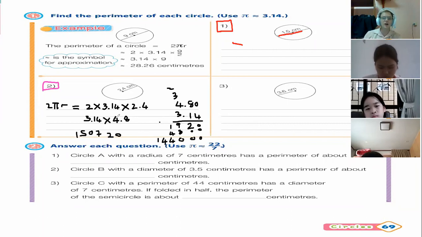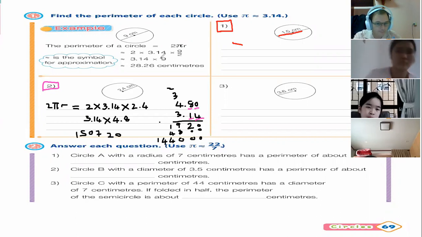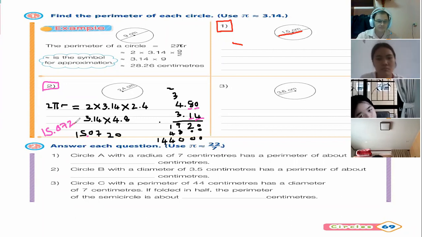15.072. So how do we know how many zeros? We count how many digits we have at the back. 1, 2, 3, 4. So let's count to see. 1, 2, 3, 4. So our answer is going to be 15.072 centimeters.